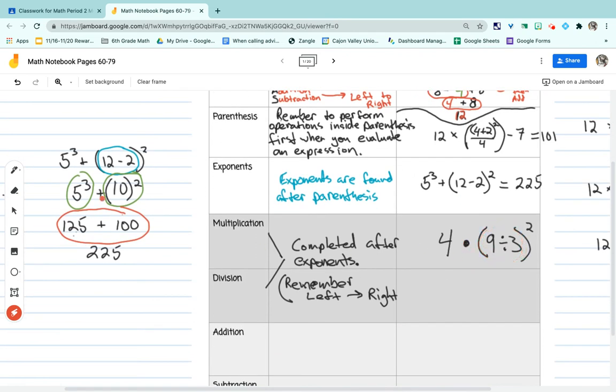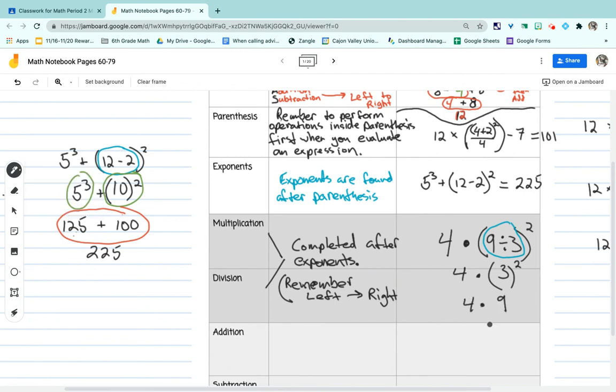So 9 divided by 3, let's circle this in blue because this is the parentheses we're going to do first. 9 divided by 3 is 3. So we're left with 4 times 3 to the second power. Okay. Next, we do exponents because that's next in the order of operations. So 3 to the second power, 3 times 3 is 9. So you'd have 4 times 9.